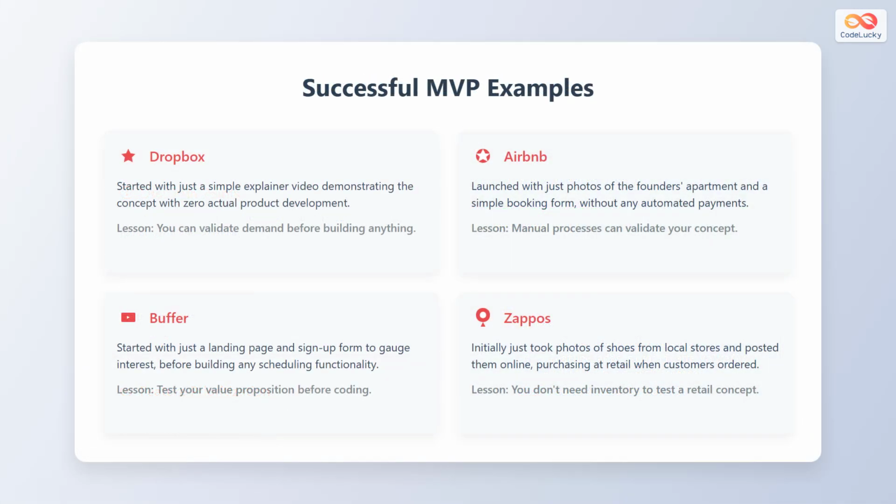Let's take a look at some successful MVP examples. Dropbox started with just a simple explainer video demonstrating the concept, validating demand before any actual product development. Airbnb launched with photos of the founder's apartment and a simple booking form, using manual processes to validate their concept. Buffer began with just a landing page and sign-up form to gauge interest before building any scheduling functionality. Finally, Zappos initially took photos of shoes from local stores, posting them online and purchasing at retail only when customers ordered, proving that you don't need inventory to test a retail concept. From these examples, you can see how MVPs can be implemented in different ways.